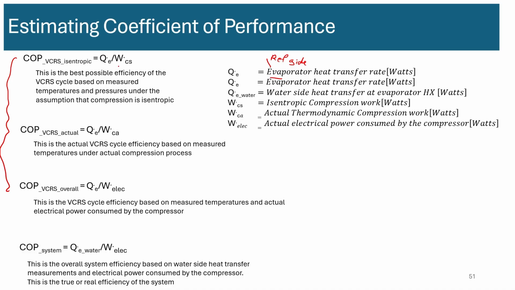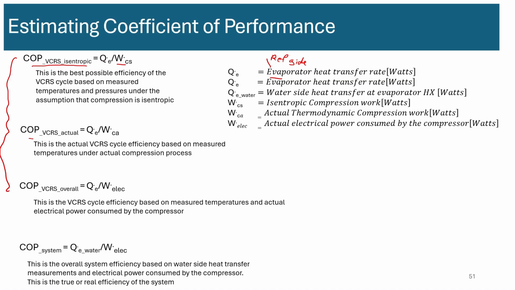Now, the input changes. In the first case, the input is the isentropic compression. So if you take a ratio of the cooling rate on the refrigerant side at the evaporator with the isentropic compression, you'll get this efficiency. We'll call it COP vapor compression system isentropic. This will give you the best, or the highest, efficiency.